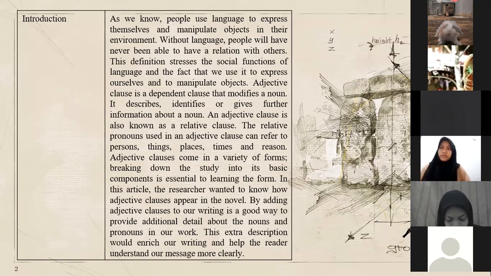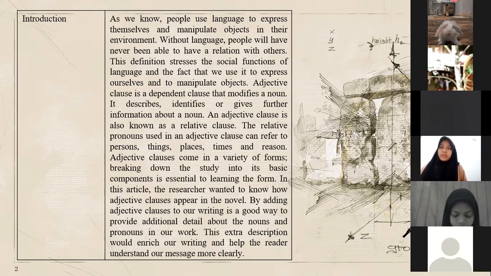Adjective clause is a dependent clause that modifies a noun. It describes, identifies, or gives further information about a noun. An adjective clause is also known as a relative clause. The relative pronoun used in an adjective clause can refer to person, thing, place, time, and reason. Adjective clauses come in a variety of forms.